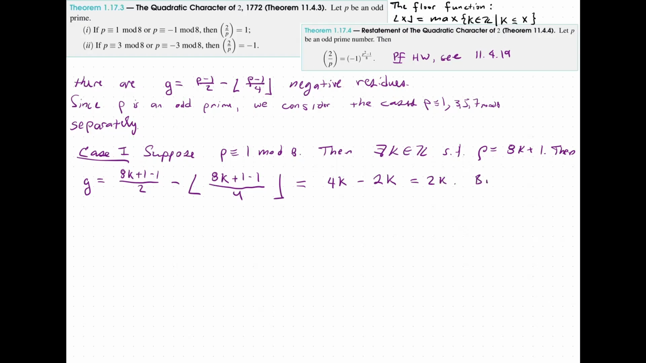And then by Gauss's lemma, we have that 2 on p is equal to negative 1 to the g, which is now negative 1 to the 2k, which is always even, so it's always equal to 1. And so just like that, we just got this statement. And we are a quarter of the way there. So let's continue. So case 2.